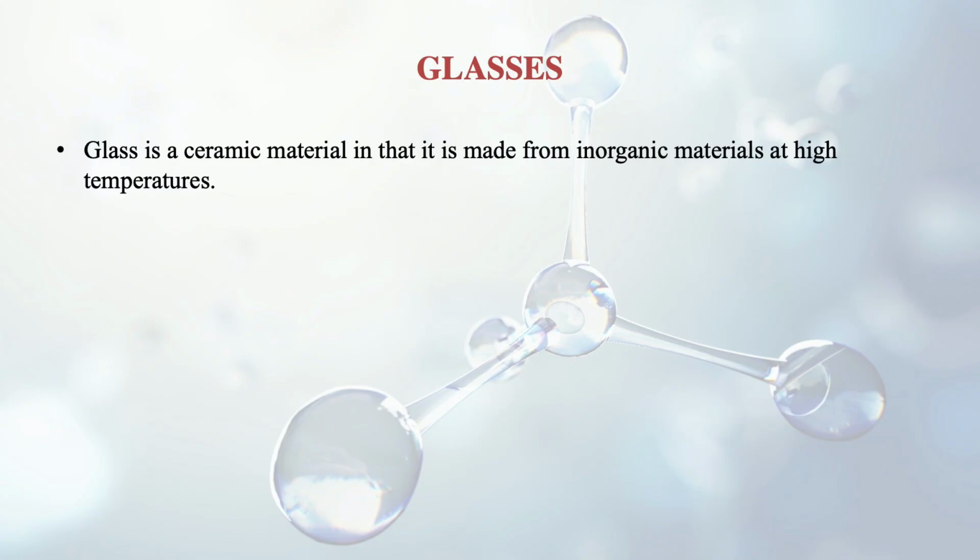After discussing the alumina silica based and magnesium based ceramics and refractories, we now move on to the glasses. This is a very important category because it is very much prevalent in use everywhere. Glass is a ceramic material which is made from inorganic materials at high temperatures. So glass consists of inorganic materials and is made at high temperatures.